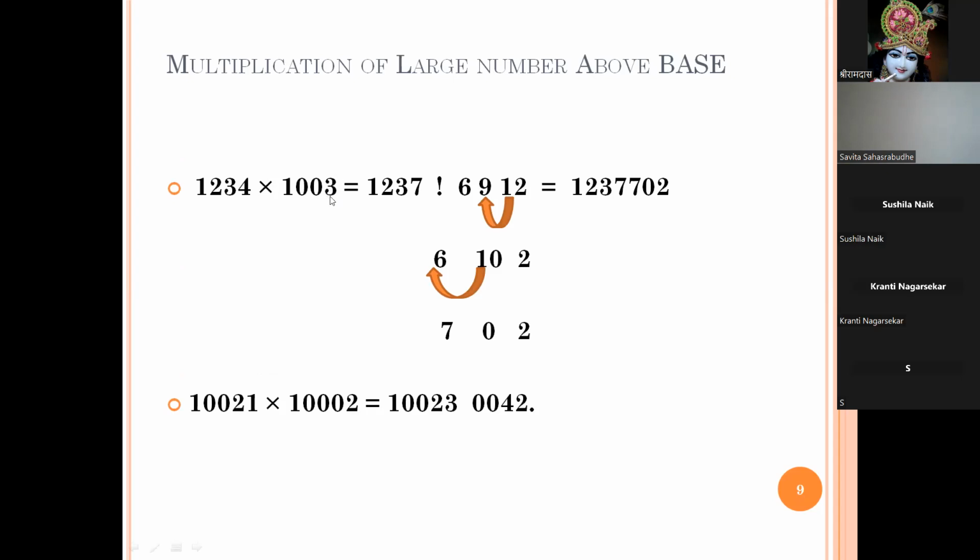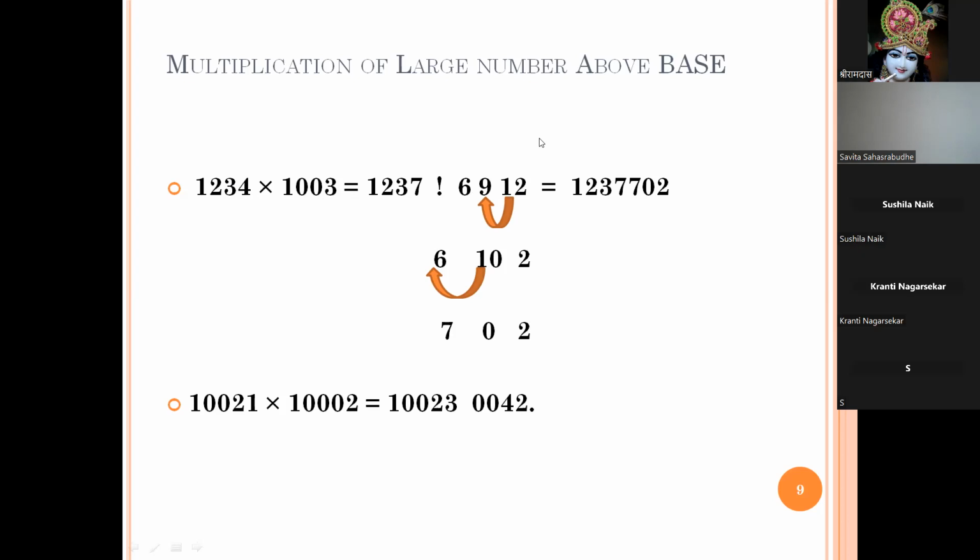So 1234 into 1003. It is above the base by 3, so I just add it: 1234 plus 3 is 1237. Then I multiply 3 into 234. 3 2s are 6, 3 3s are 9, 4 3s are 12. I adjust that: 2 as it is, 9 plus 1 is 10, 0 as it is, 1 next. So 6 plus 1 is 7. So the final answer is 1237702. Is this problem clear?